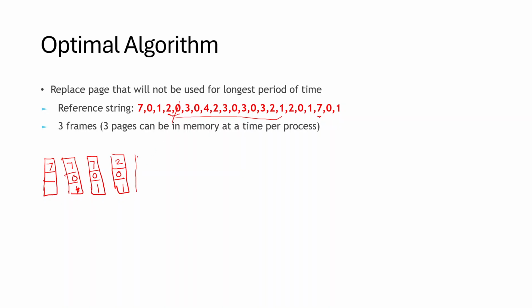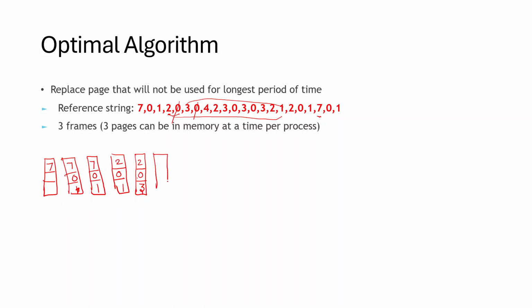Next, page 3 comes. Page 3 is not available in the main memory, so there is a page fault. Now out of 2, 0, 1, which do we need to replace? The 0 is here, so it will be used in the near future. Then 1 is here, 2 is here. The distance of 1 from 3 is the highest. So we need to replace 1 by 3. Now next 0 comes. 0 is already there. There is no page fault.